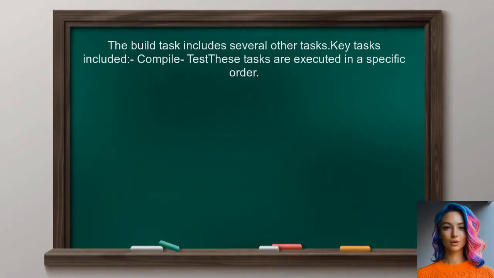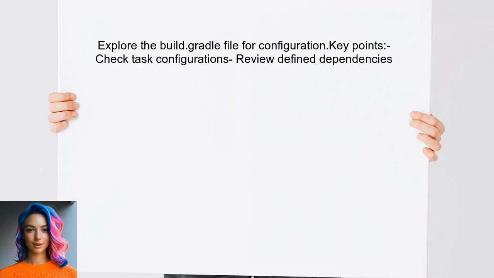This command will show the task's dependencies and its role in the build process. The user should also note that the build task typically includes several other tasks, such as compile and test. These tasks are executed in a specific order to ensure the project is built correctly. Additionally, the user can explore the build.gradle file to see how tasks are configured and what dependencies are explicitly defined. This file is crucial for understanding the build process.